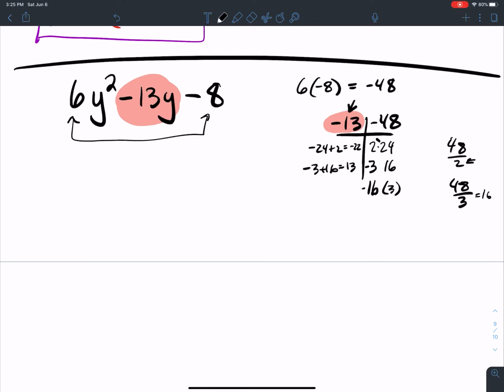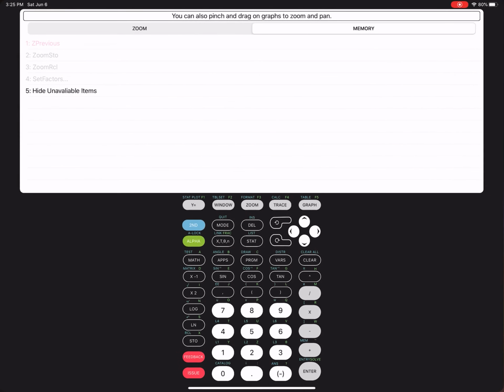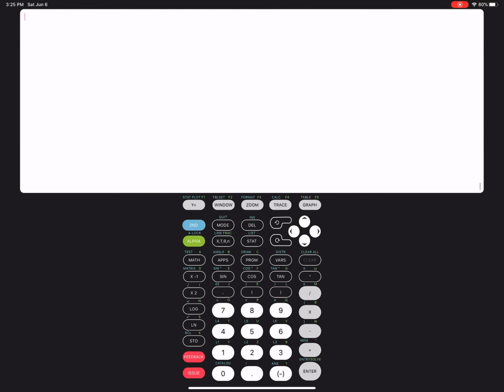Times positive 3. And that's negative 16 plus 3, which is negative 13. Bingo, that's what I want right there. Now let me show you a trick in your calculator. If you're not into doing that, there's a trick you can do here, okay?